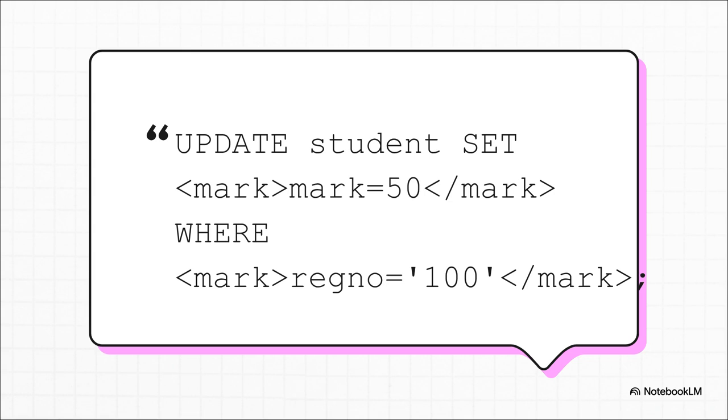But wait, what if we made a mistake? What if Monty's mark was actually 50? No problem. We just use update. This command says to set the mark column to 50, but, and this is the most important part, look at the where clause. That tells the database which record to change. Without that, we would have just changed every single student's mark to 50. So that where clause is your safety net.